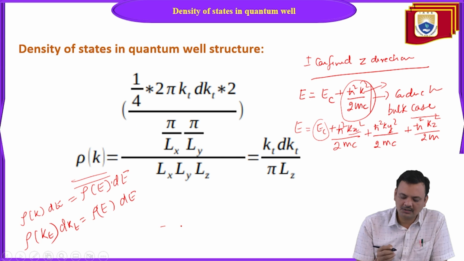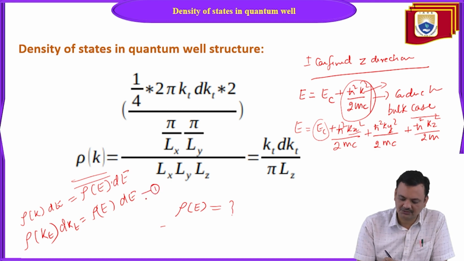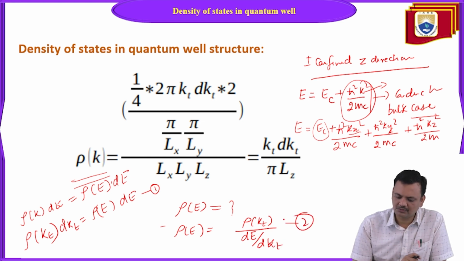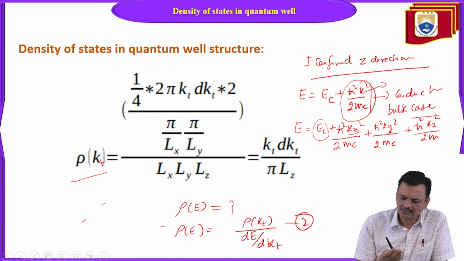Now what you want is rho E, the density of state in terms of energy. From this expression, this is equation 1. Rho E is equal to rho kt upon dE by dkt. This is your equation number 2. Now, what is rho kt? Actually, this is rho kt. So rho kt is this value.